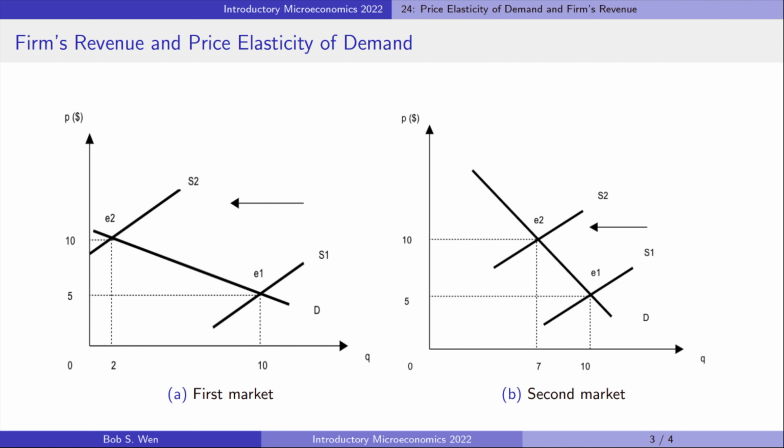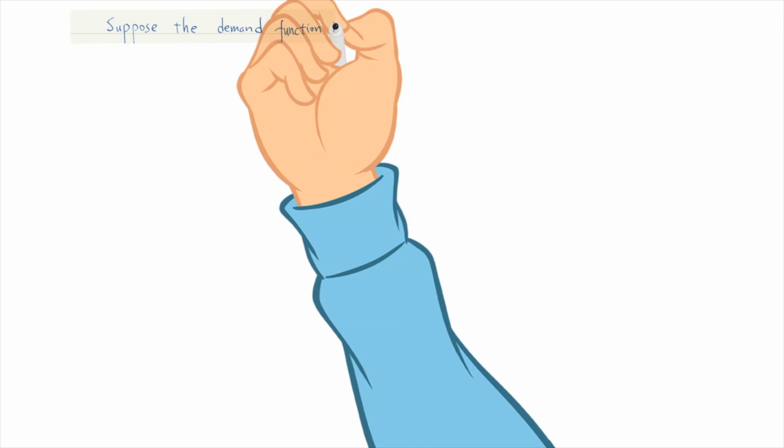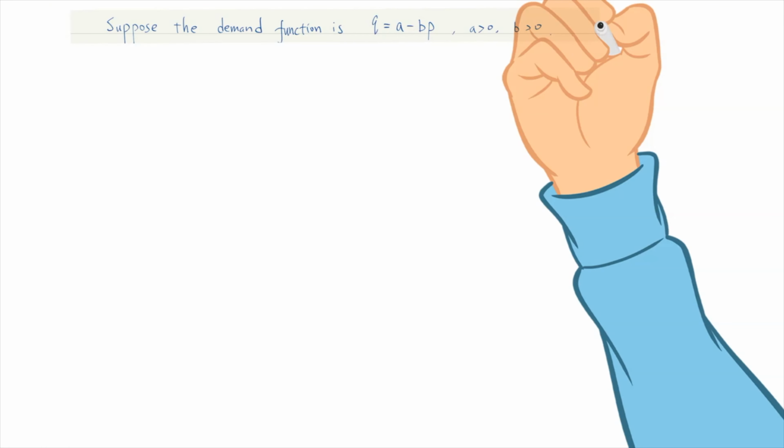The demand curve for the second market is steeper and it is price inelastic. For this market, the price increase induces a rise in revenue. An increase in the price leads to a decrease in quantity demanded that is proportionately smaller. So total revenue increases. We can prove it using the derivative of revenue with respect to price.